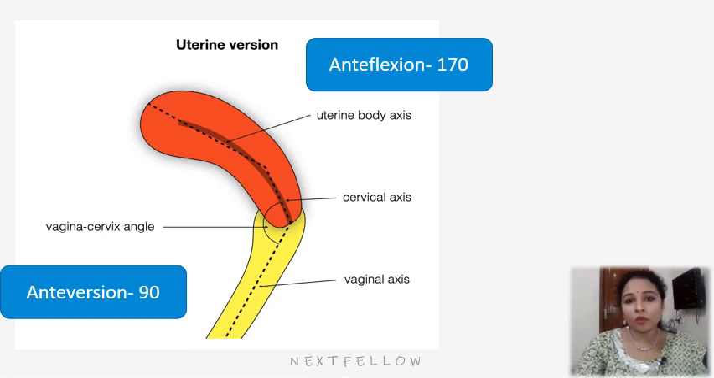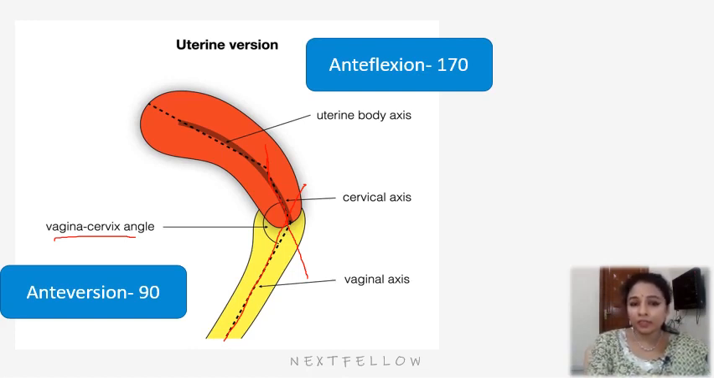Anteversion is where the long axis of the uterus is bent forward. So you have to take the long axis of the cervix. This dotted line is the long axis of the cervix, and next is the long axis of the vagina. This angle, written here as the vaginocervical angle, is the angle of anteversion. It is around 90 degrees usually. It is the angle between the cervix and vagina, with the vagina's long axis directed against the urinary bladder. That was about the angle of anteversion.